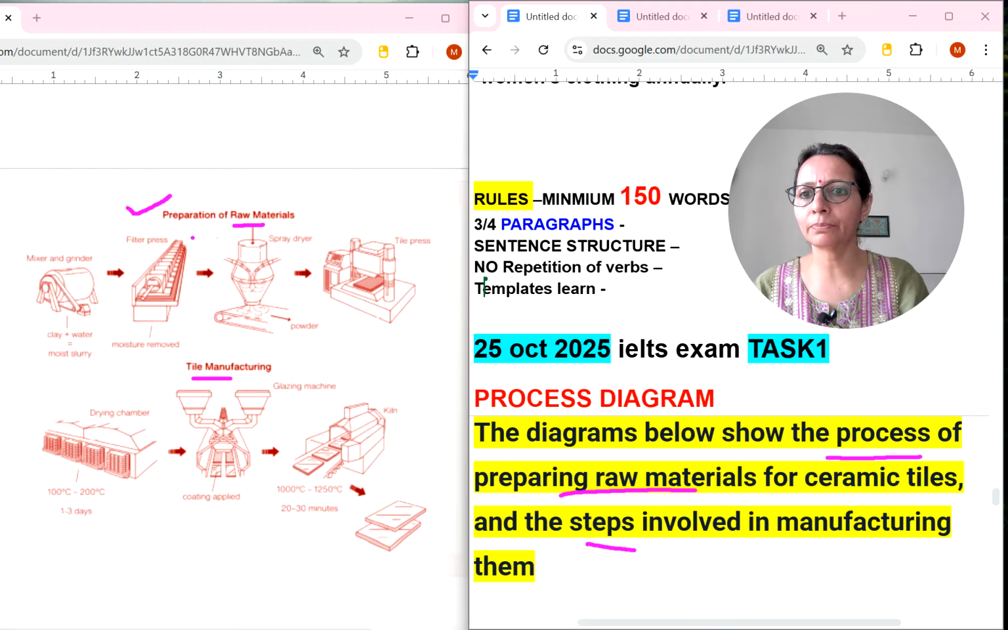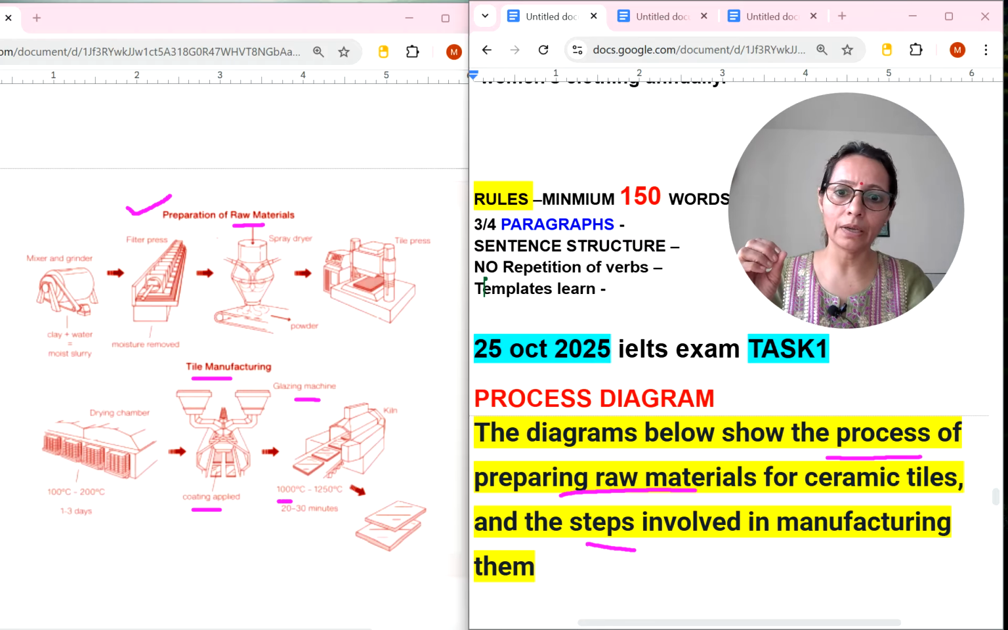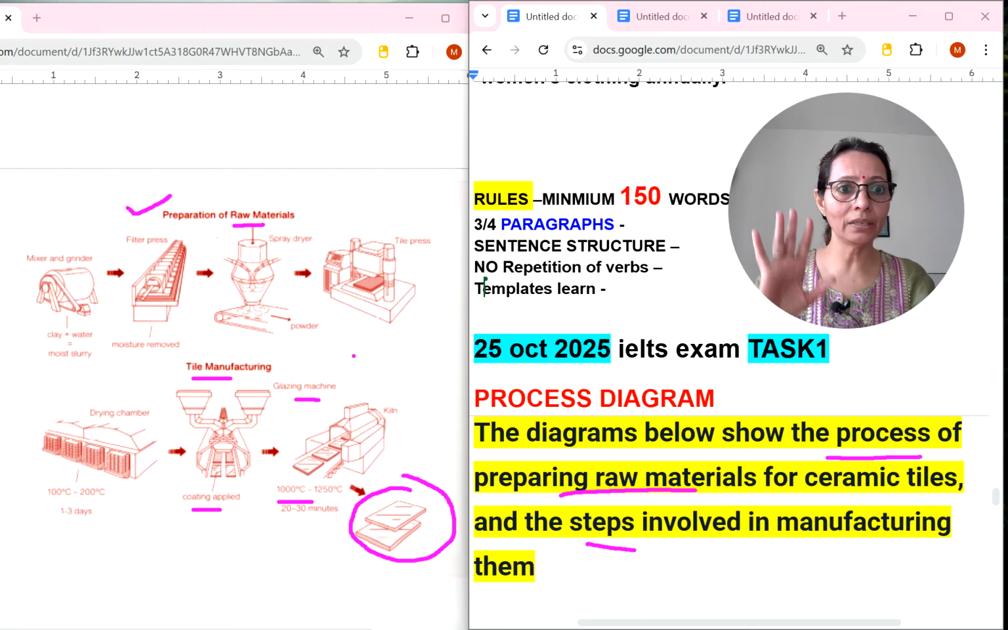First, the preparation of raw materials starts with a mixer and grinder. They are mixing clay plus water and the result will be moist slurry, and then this slurry will go into the filter process, and then the moisture will be removed, and the spray dryer gives powder, then the tile process and the drying chamber. Here temperatures are given, 100 to 200 degrees Celsius, and 1, 2, or 3 days, and then a coating is applied with the help of glazing machines, and then the kiln is also there, and then this is the finished product. Now I have read this process diagram.